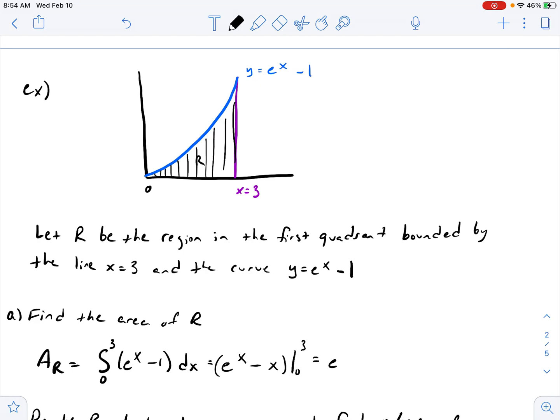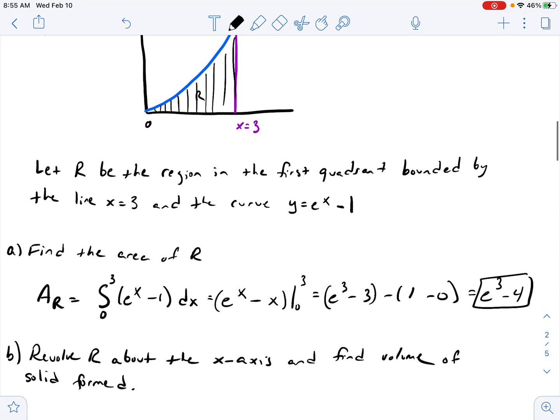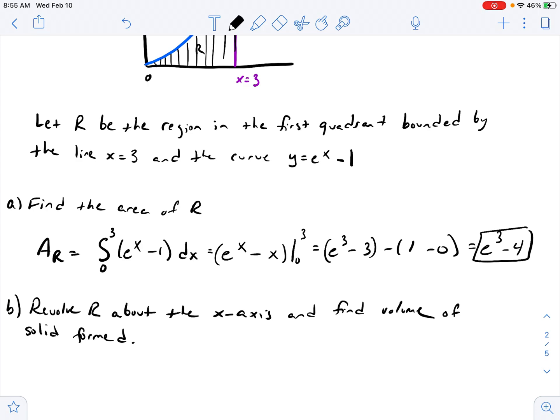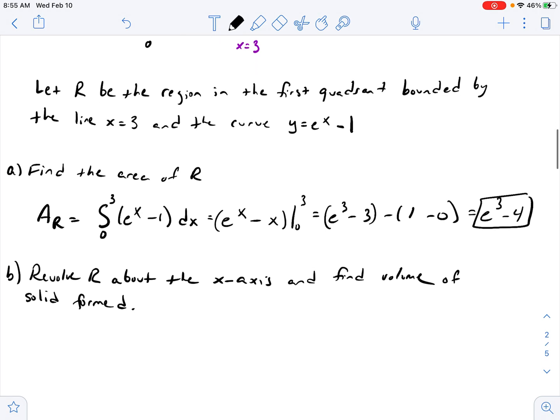From 0 to 3, so we're going to get e cubed minus 3 minus e to the 0 minus 0. Be careful, what's e to the 0 equal? That's 1, right? Anything to the 0 power is 1. So e cubed minus 3 minus 1 is e cubed minus 4. And again, you could also just use the Math 9 feature on your calculator to punch that in and get a decimal equivalent. Part B, revolve R about the x-axis and find the volume of the solid formed.